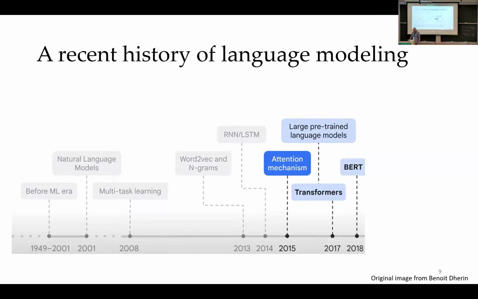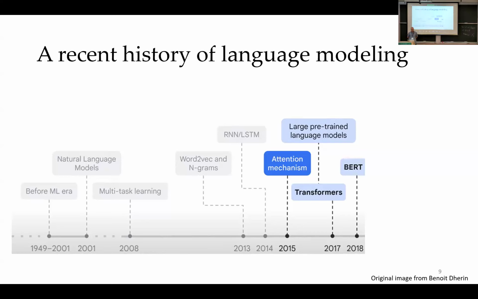Then we had attention mechanism in 2015. And attention mechanism pretty much was a breakthrough for language modeling, and we're going to talk about it more. Then we had transformer architecture in 2017, then the BERT language model in 2018, from Google.